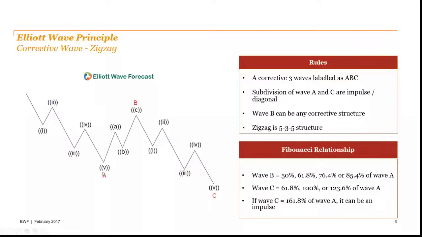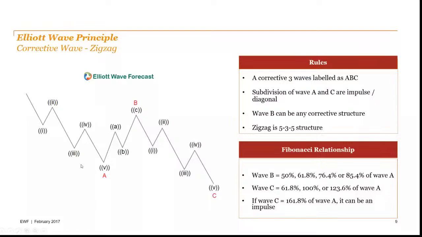Subdivision of wave A and C are either an impulse, like this is an impulse because there's no overlapping and everything looks clean. It can be an impulse, or it can be a diagonal. We saw it before, in which wave A can be a diagonal, converging, overlapping, right? C also can be a diagonal as long as it's 5 waves. Wave B can be any corrective structure.